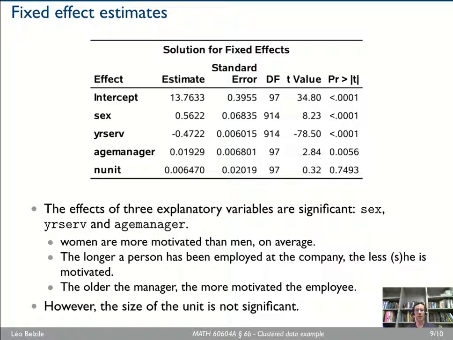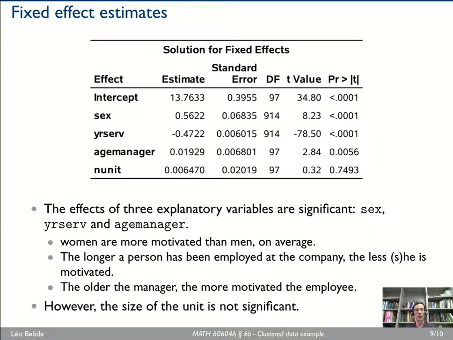So here, this is just like a linear regression model. The only difference with, say, the output of a linear regression model is that here you'll see that the degrees of freedom depend on the actual unique instances of the variable. So it's lower for, say, age of the manager than it is for years of service, because there are just more different years of service than there are managers, right? There are 100 units, 100 managers.